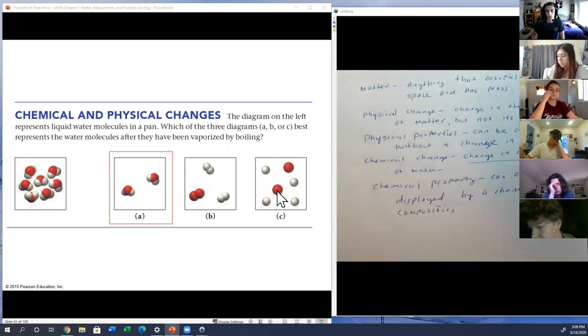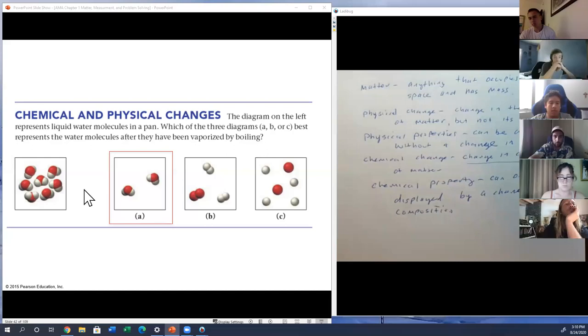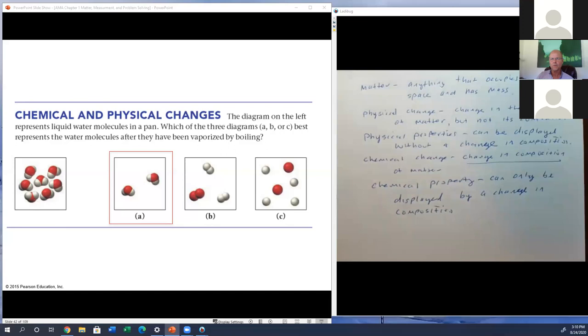Doing this to water would require much, much more energy, right? You'd have to heat up water to thousands of degrees to break chemical bonds, because chemical bonds are much stronger than these interactions between the water molecules, okay? So again, the right answer here is A, because that's a physical change and water molecules don't break up. Okay, very good. Let's continue.